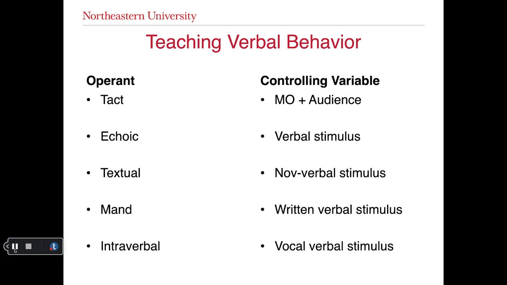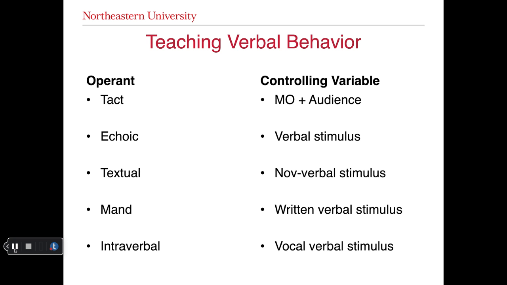Okay, if you've completed the exercise, we're going to continue. If not, press pause and take a little bit more time. One thing to note is that some of the controlling variables would make sense for more than one of the operants. However, each of them has a quote-unquote best answer, so that each of the 5 operants will be matched to a different controlling variable.